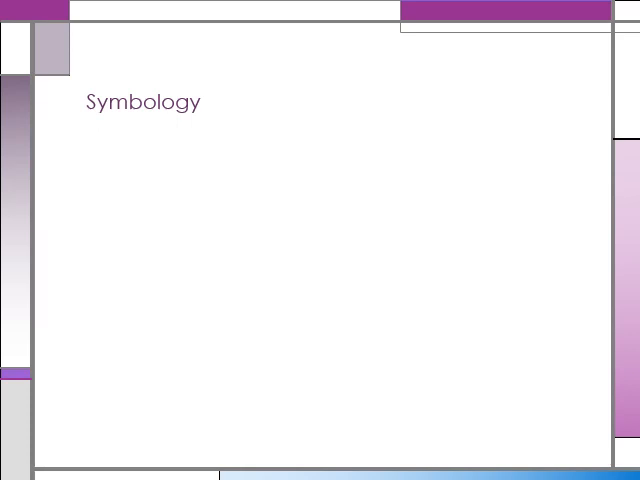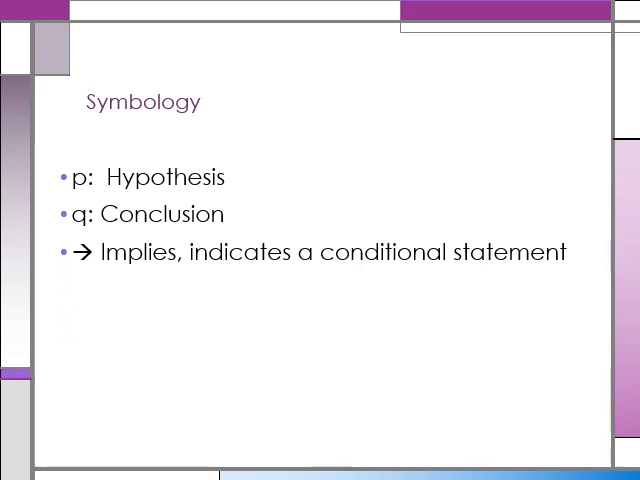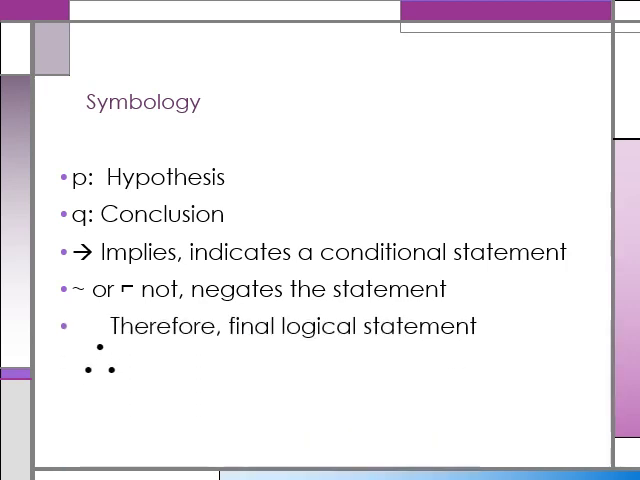So just like with set theory, we have symbology with conditional statements. We usually say that P is the hypothesis, Q is the conclusion. This arrow indicates a conditional statement. A tilde, or this little mark here, negates a statement. And these 3 dots mean therefore, a final logical statement. So if we're talking about an if-then statement, it's P, then Q.